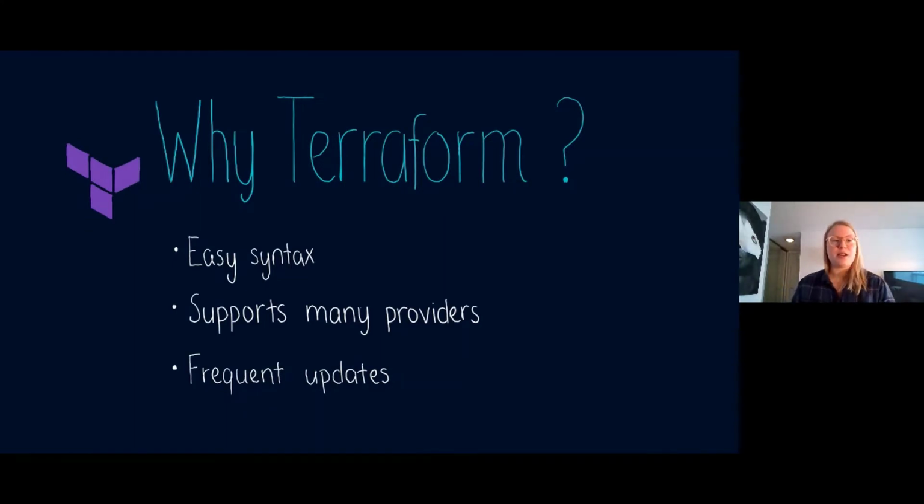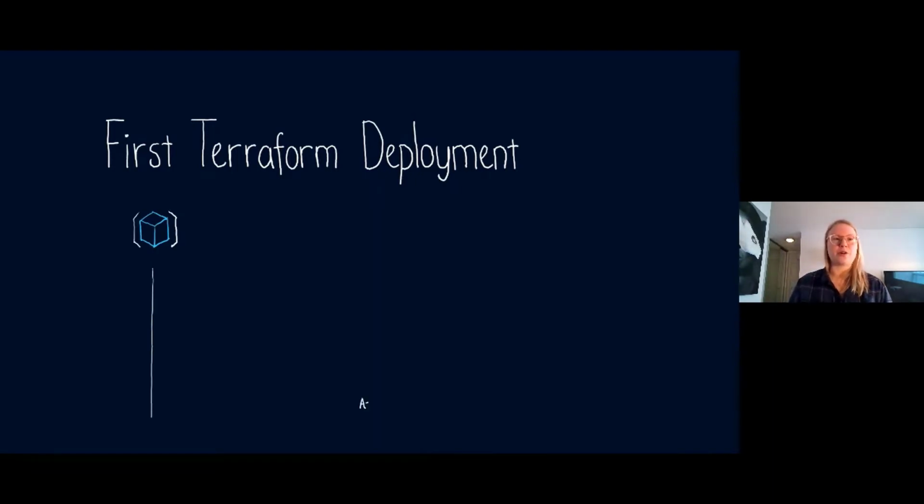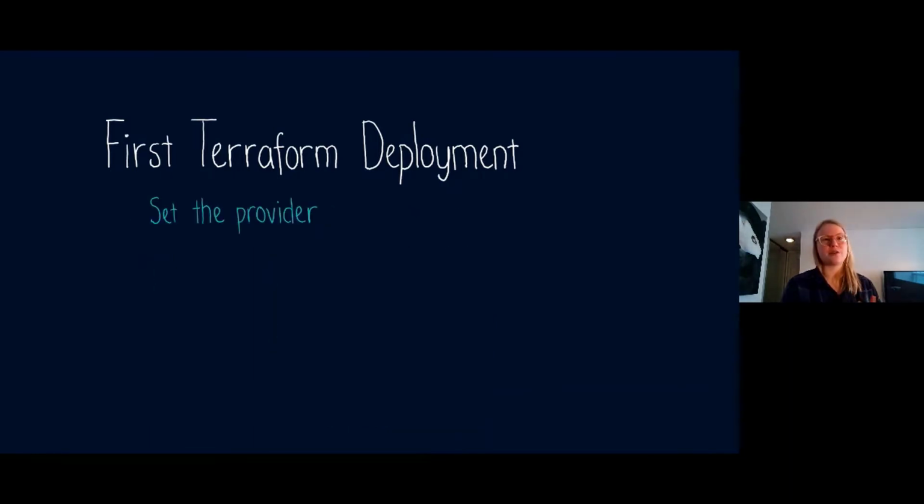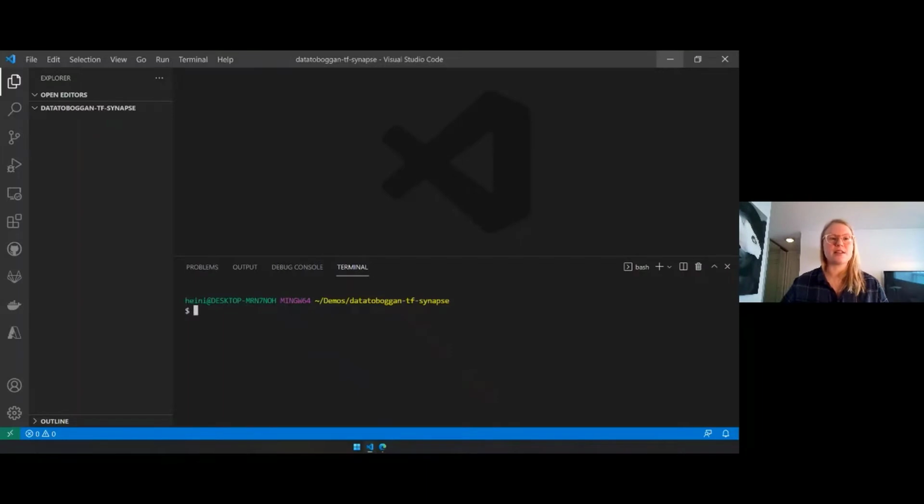All right, so then I think we're ready to get into our first Terraform deployment. What we're going to do is create a resource group, and then create an Azure Data Lake storage to start with. And after that, we're going to get into the Synapse Analytics workspace part as well. For us to get started, we are first going to set the provider. That is the very first step. And then we're going to create the first resource. So let's just get to that.